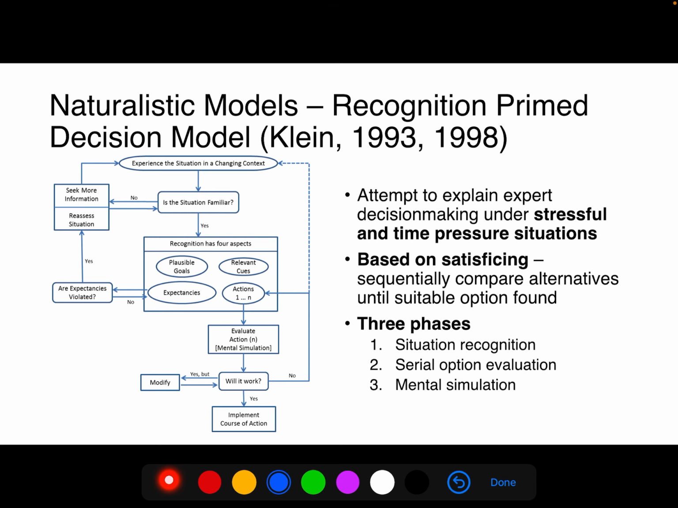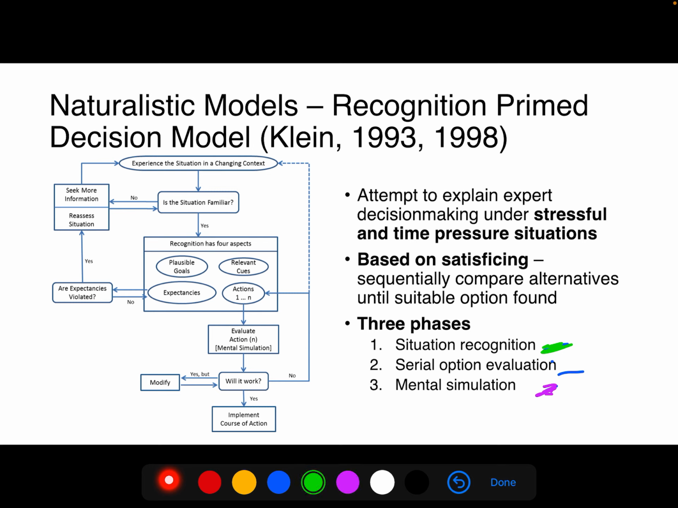One of the biggest, if not the biggest, naturalistic models is the recognition-primed decision model, or RPD. It's an attempt to explain expert decision making under stressful and time-pressured situations. It's typically based on satisficing. Satisficing is the least bad or the best worst option. We're comparing options until we find a suitable one, something that will work with the least negative or the least amount of risk. We have three different phases: situation recognition, serial option evaluation, and mental simulation. Of those, here we're going to change that to green, and we'll do that to purple.